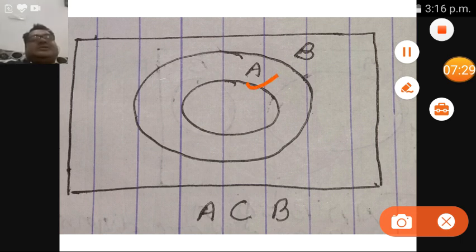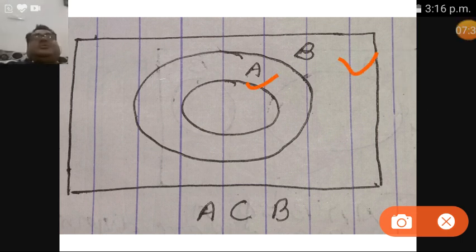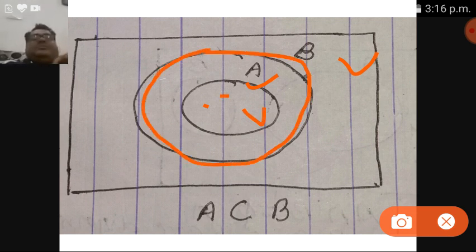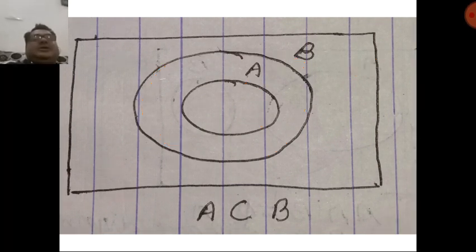In this figure, what we see is that A lies inside the set B. Can you remember the definition of subsets? What was it? What did I tell? I told that A is said to be a subset of B if all the elements of A are in B. Here from the figure we can see that A lies inside the set B, which means the elements of A are also the elements of the set B. So the whole figure represents that A is a subset of B.